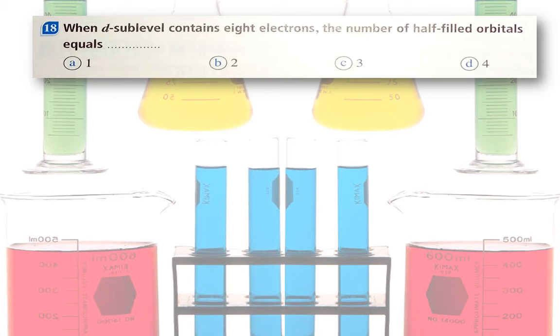Here we have question number 18. When the d sublevel contains 8 electrons, the number of half-filled orbitals equals, we have here 8 electrons. So half-filled orbitals means containing only 1 electron. Okay, we said that before, the d orbital is completely filled with 10 electrons. Right, we have 5 orbitals, each one filled with 2 electrons, so we have 10 electrons. So we have here 2 orbitals that have only a single electron, or are completely filled with electrons.